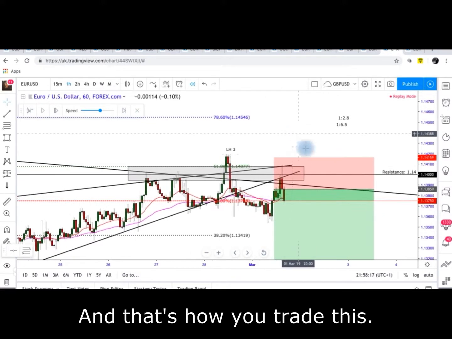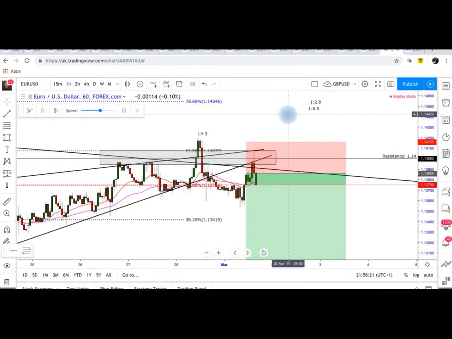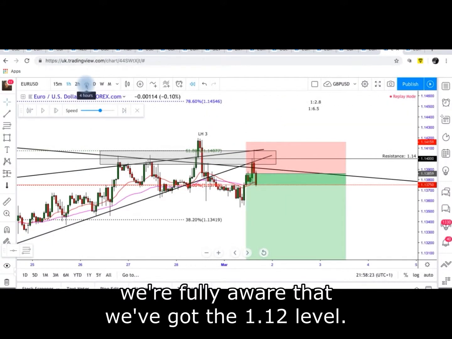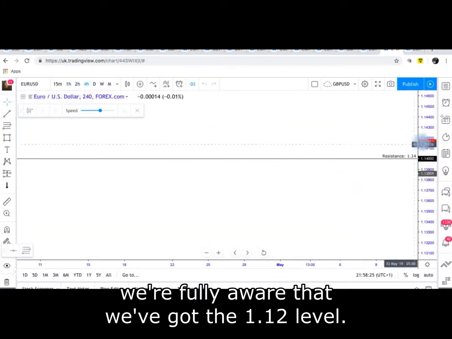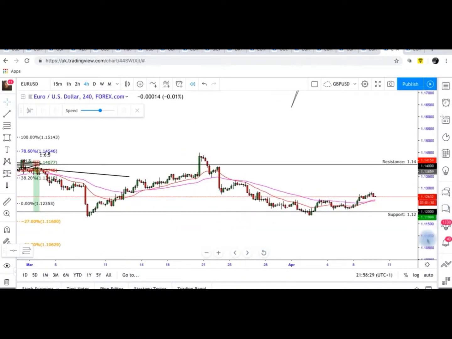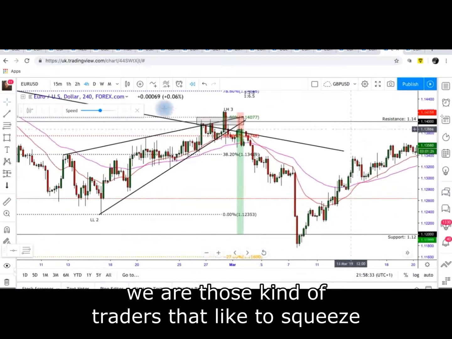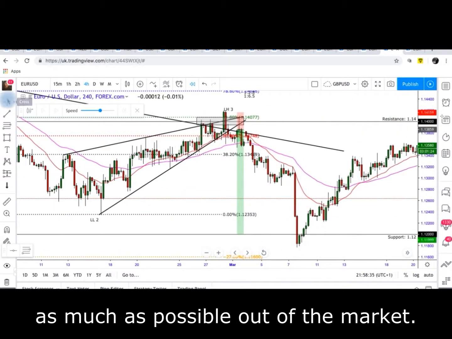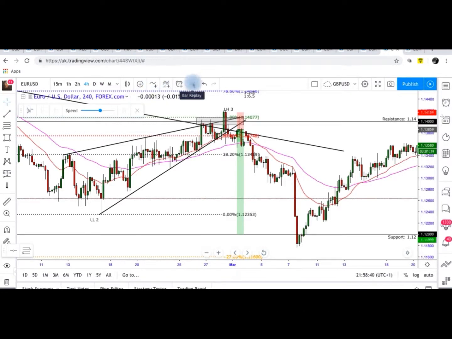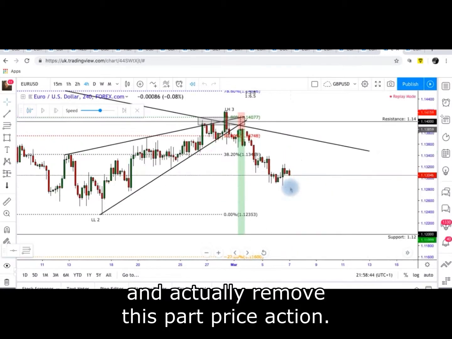And that's how you would trade this. Now, with regards to actually exiting out of this market, we're fully aware that we've got the 112 level, so that would be an obvious level for us to take profit. But let's say, for example, we're those kind of traders that like to squeeze as much as possible out of the market. So let's just do a bar replay and actually remove this part of price action.